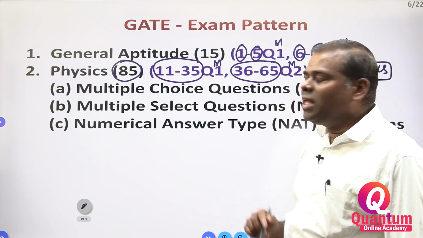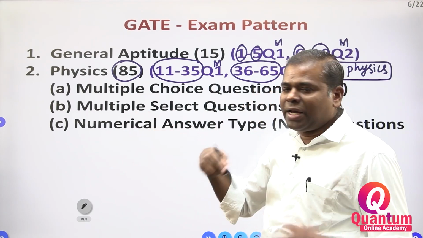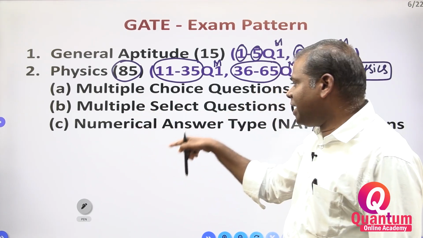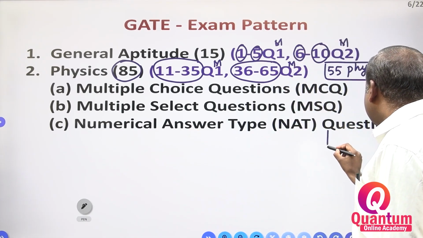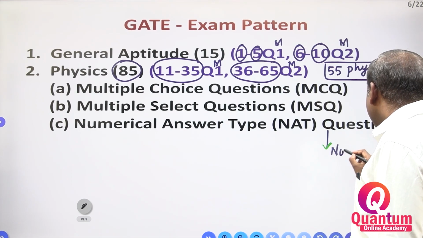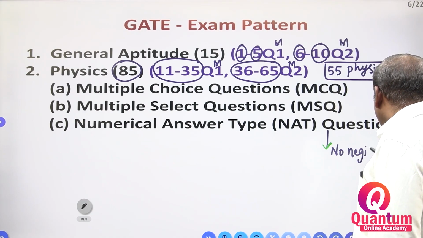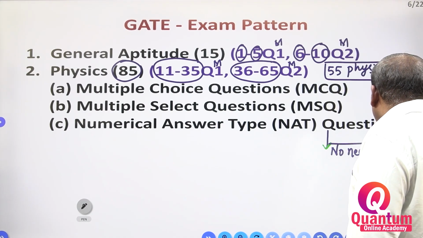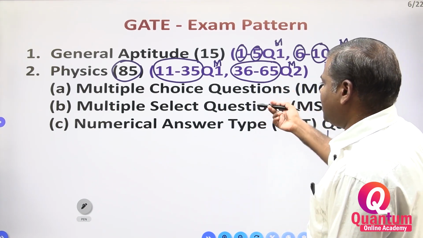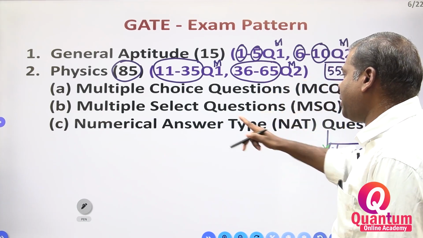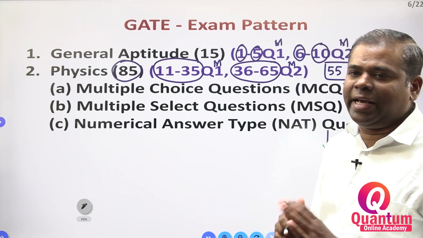2 marks questions. There sometimes they may ask multiple choice question, sometimes multiple selected questions, sometimes numerical answer type question. For numerical answer type question, there is no negative mark. Except this, multiple choice question, there is a negative of 1/4. Multiple selected questions also 1/4 negative is there. This is the GATE exam pattern.